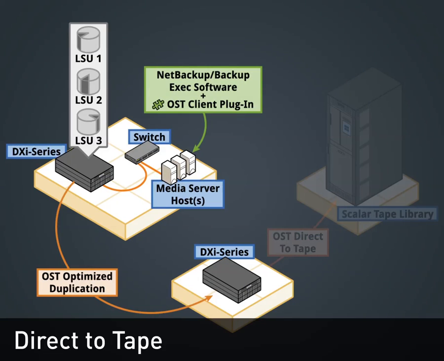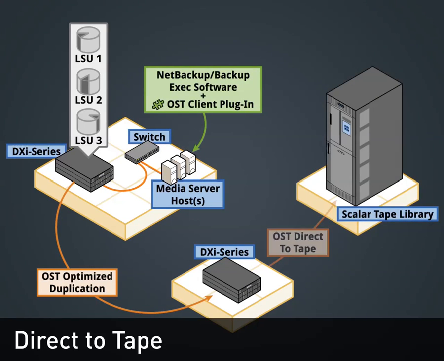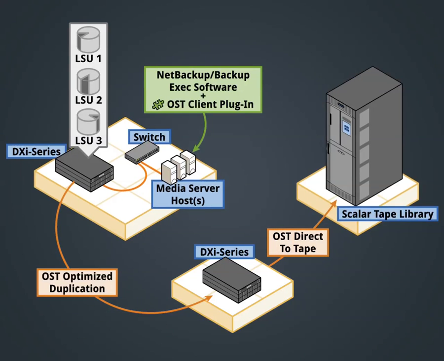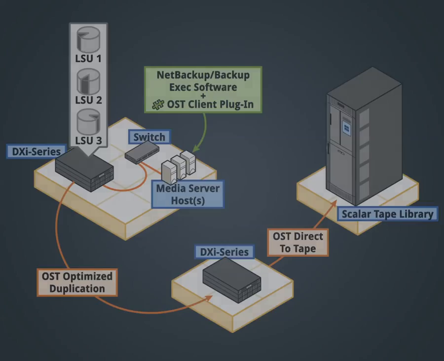The OST Direct-to-Tape feature allows you to copy backup images from a DXi system to tape cartridges in an attached physical tape library. This is done without needing to send data back through the NetBackup or Backup Exec media server. The tape cartridges can then be stored off-site as part of a disaster recovery plan. Note that direct-to-tape is also commonly referred to as path-to-tape. Refer to the DXi-Series Configuring OST Direct-to-Tape video for a demonstration on how to configure the direct-to-tape feature.